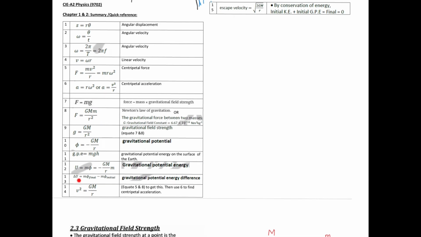Number 13. Change in gravitational potential energy is m phi final minus m phi initial. So we calculate the change in gravitational potential energy first. The change in gravitational potential energy is very much related to the change in kinetic energy. I will explain that later, but let us calculate the change in gravitational potential energy first, as we can easily do that because the graph gives us the value of phi. Okay, so now let's take a look.